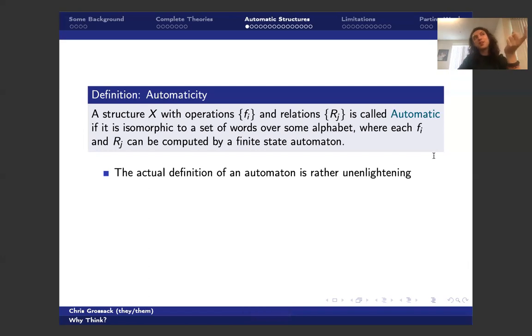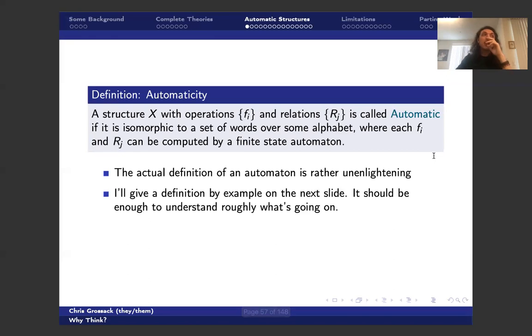Now, the actual definition of an automaton is not worth showing in this talk. It's technical, it's gross, and all it's meant to do is formalize a very intuitive idea, which we can talk about. If you've ever seen the 7-tuple definition of a Turing machine, you know how unenlightening these definitions are. So I'm just going to save us all some time and not give it. Instead, I'll give a definition by example. So I'll showcase why the group addition in the integers is automatic.